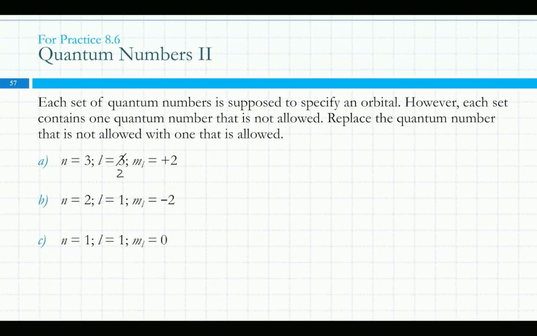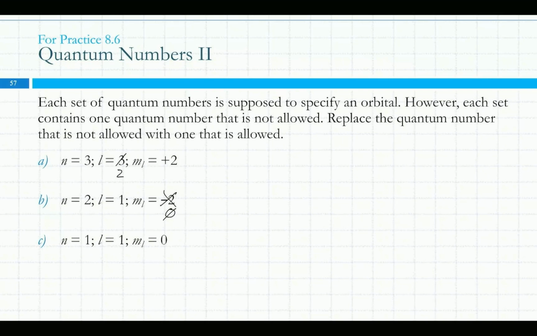Now, are there other values that I could change? So the problem here is m sub L. Because L equals 1, that means I can only have -1, 0, or positive 1. Or if we changed, actually, no, you'd have to change n to 3, L to 2, and then m sub L equals -2 would be okay. But we just want to change one number. So this could be 0. It could also be -1 or positive 1. Because those are all allowed m sub L numbers when L equals 1.